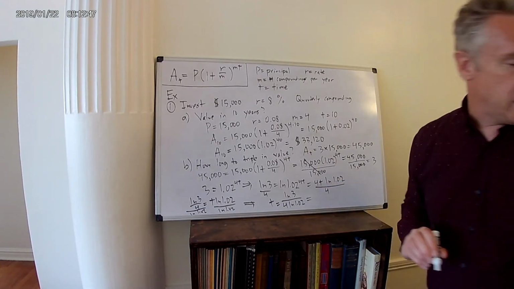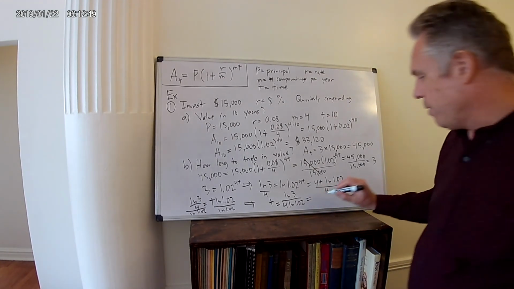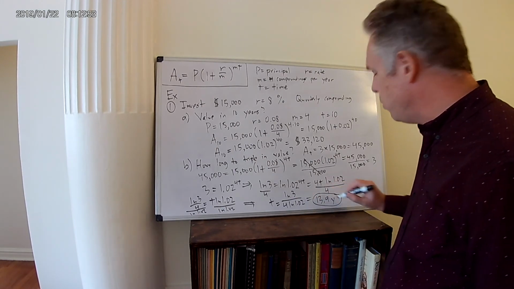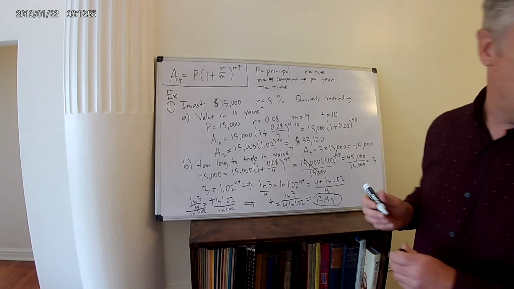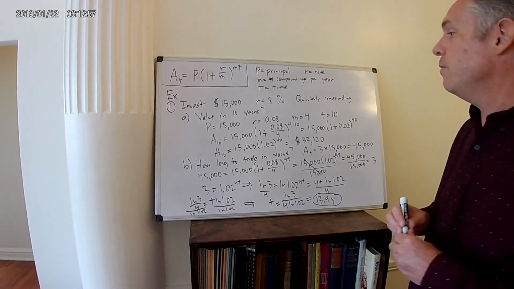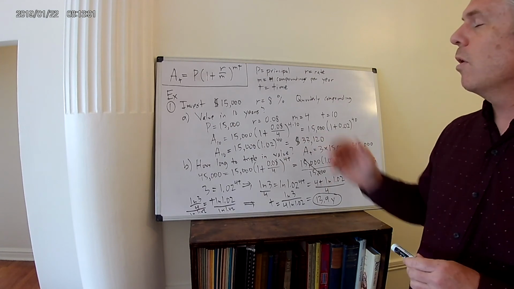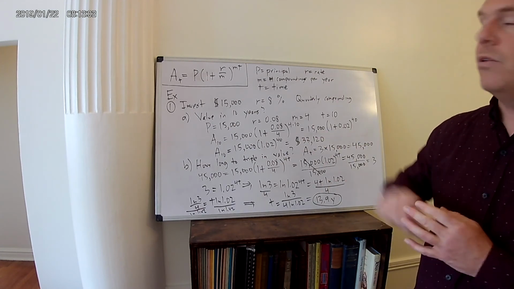If you plug this in your calculator, you get 13.9 years. So it'll take 13.9 years for this account to triple in value. This is a good practice problem for compound interest using this formula.